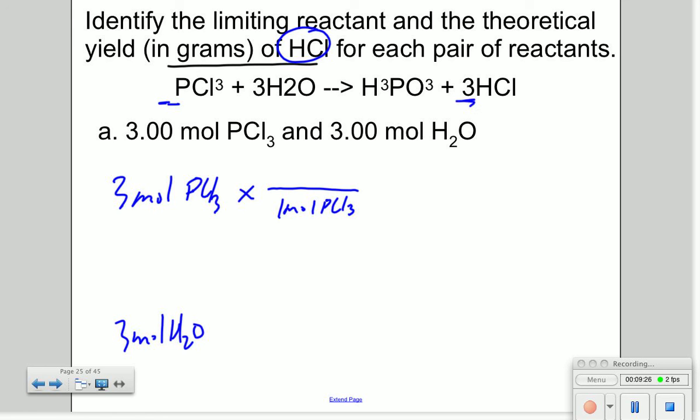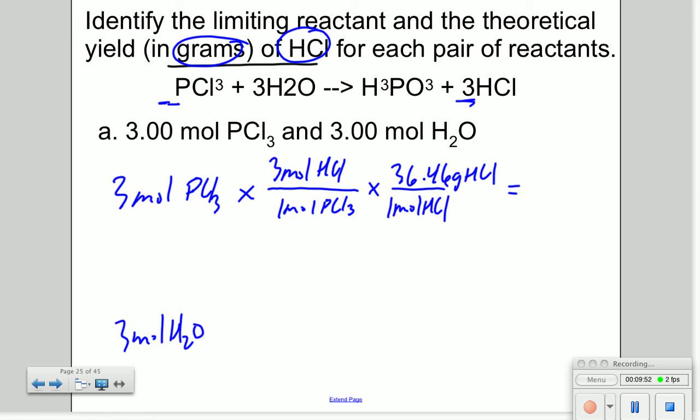My mole ratio coefficient in front of PCl3 is 1 mole PCl3, and I want to get to hydrochloric acid. So take a look at hydrochloric acid. It'll be 3 moles of HCl. Now they want grams of HCl, so I'm going to set up one more conversion factor with 1 mole of HCl at the bottom and the molar mass of HCl at the top. Chlorine at 35.45 plus hydrogen, which is 1.01, I get a molar mass of 36.46. All right, there's one stoichiometric equation done.